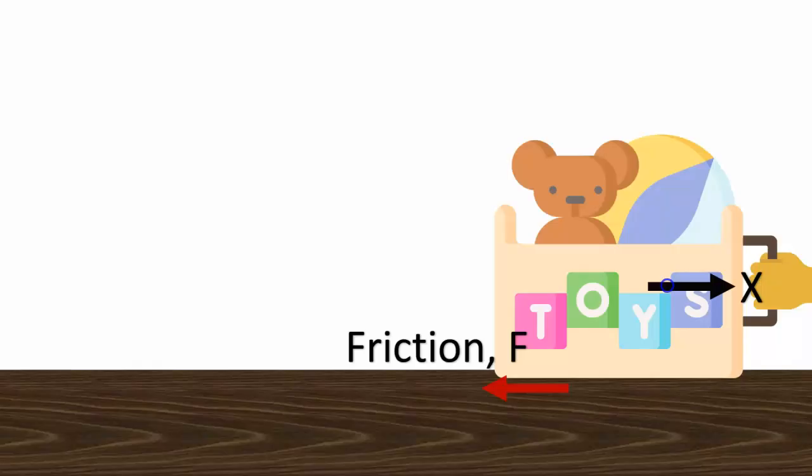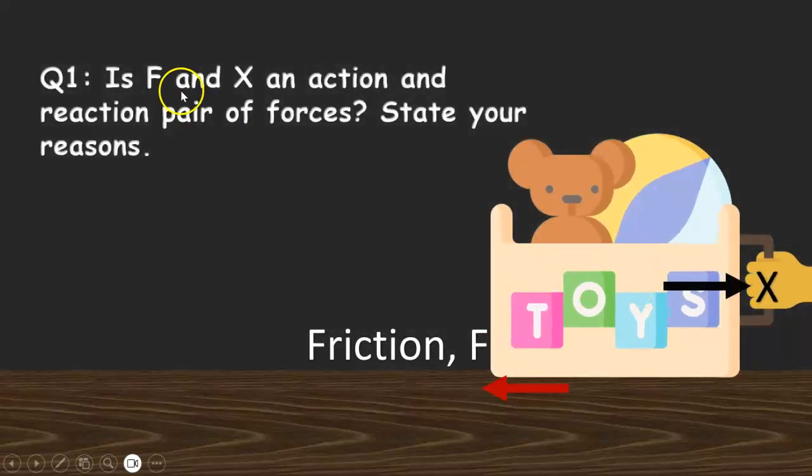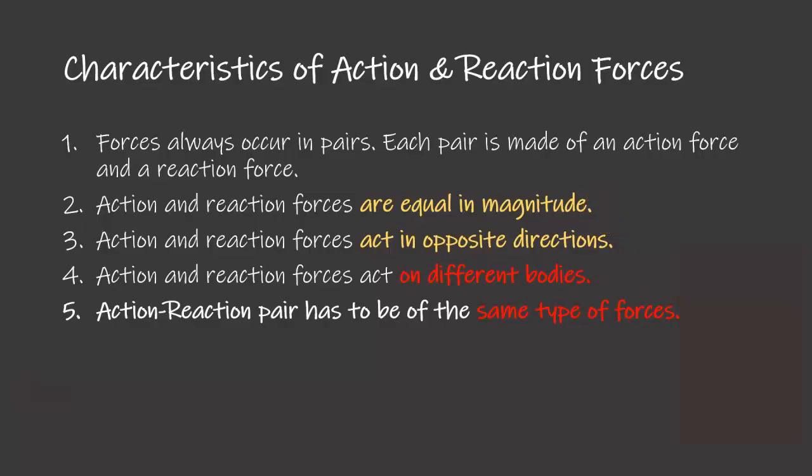Question 1. Is F and X an action and reaction pair of forces? State your reasons. First, let's do a quick recap. Action and reaction pair of forces have to be equal in magnitude, opposite in directions, and act on different bodies, and are of the same type of forces.